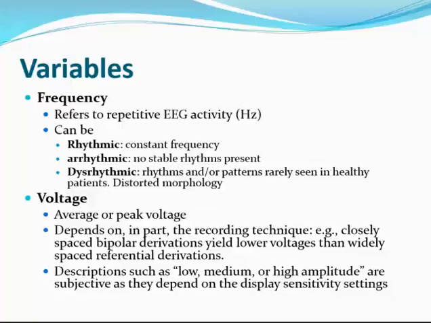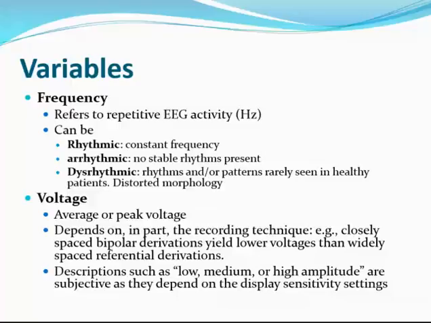It can be rhythmic, which means constant frequency. It can be arrhythmic, no stable rhythms present. It can be dysrhythmic, which means rhythms or patterns rarely seen in healthy patients. That's distorted morphology. And when you're speaking about the voltage, we are looking at the average or the peak voltage.